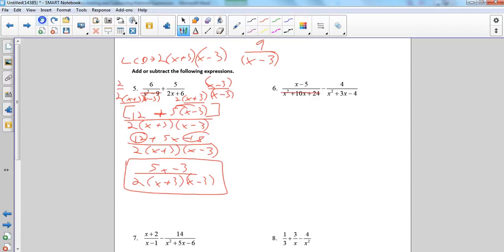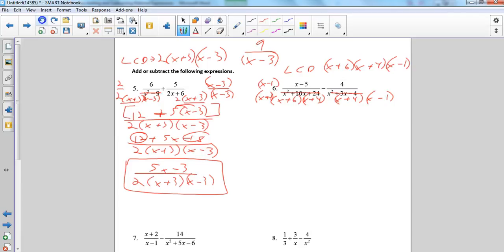Number 6, factoring: x plus 6, x plus 4. Over here, x plus 4, x minus 1. So my LCD on this problem is going to be x plus 6, x plus 4, and times x minus 1. Now you just ask yourself, hey, what's missing on the left one? I'm missing an x minus 1. So I'm just going to multiply by x minus 1 over x minus 1, and that will work out.